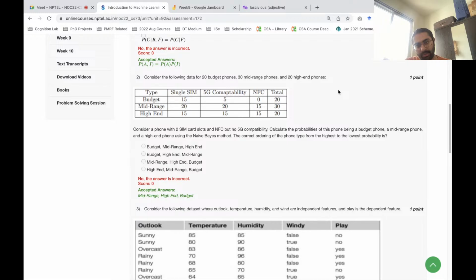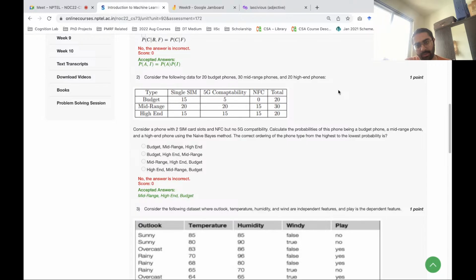Then when you multiply all of this, what you'll get is the probability of budget given whatever data you have, given the phone that you have. It won't be exactly the probability, it'll be something proportional to this probability. So you'll have some number, let's say KB. Similarly, you can do this for mid-range and high-end. So P of mid given phone, you'll get some number KM. P of high given phone, you'll get some KH.